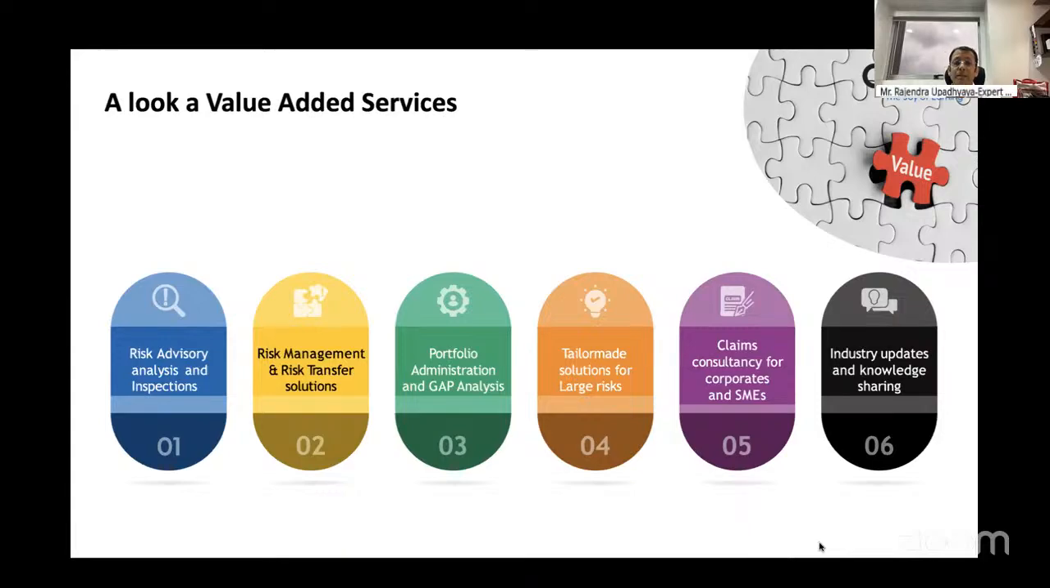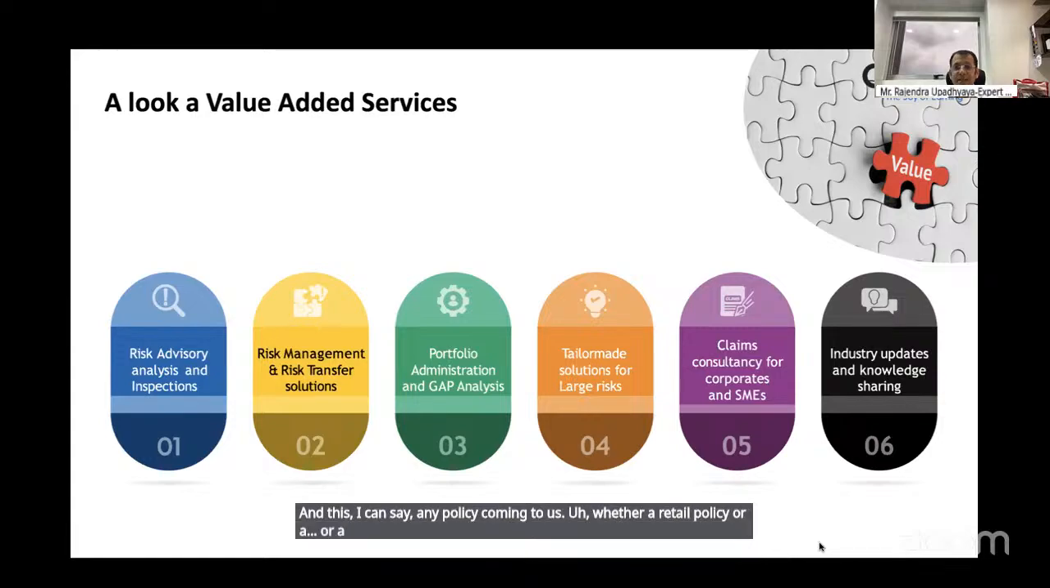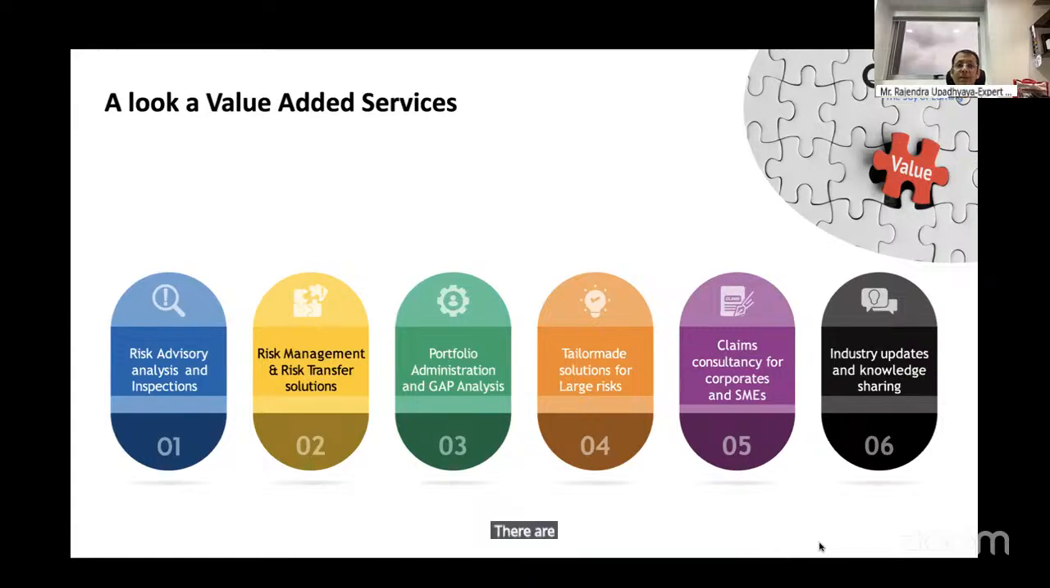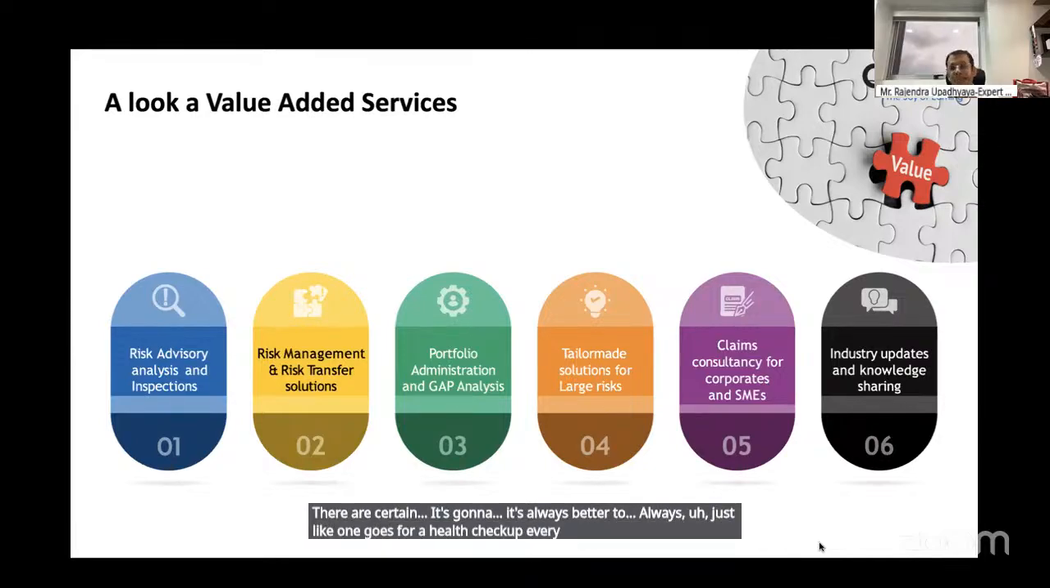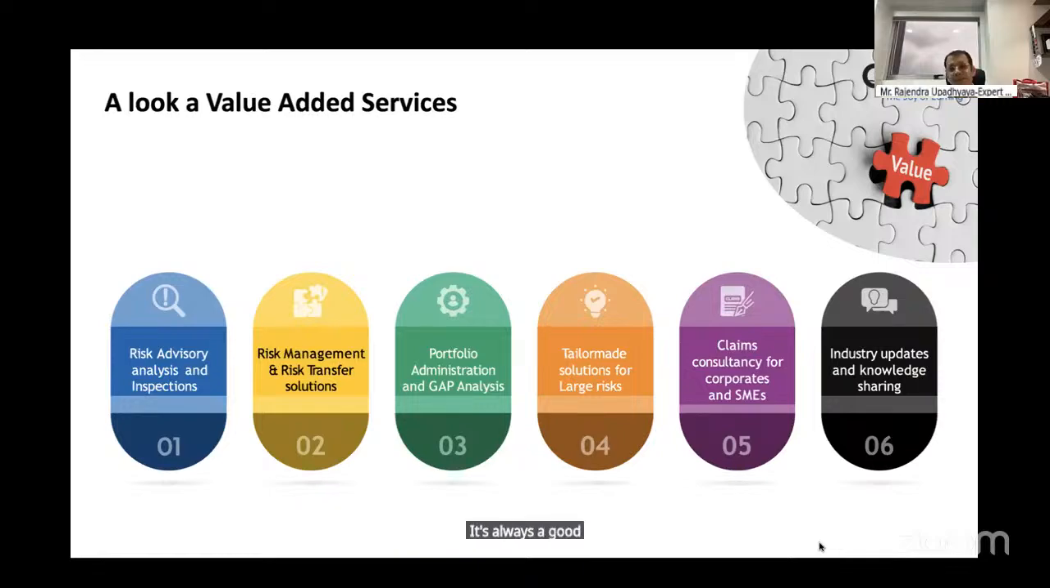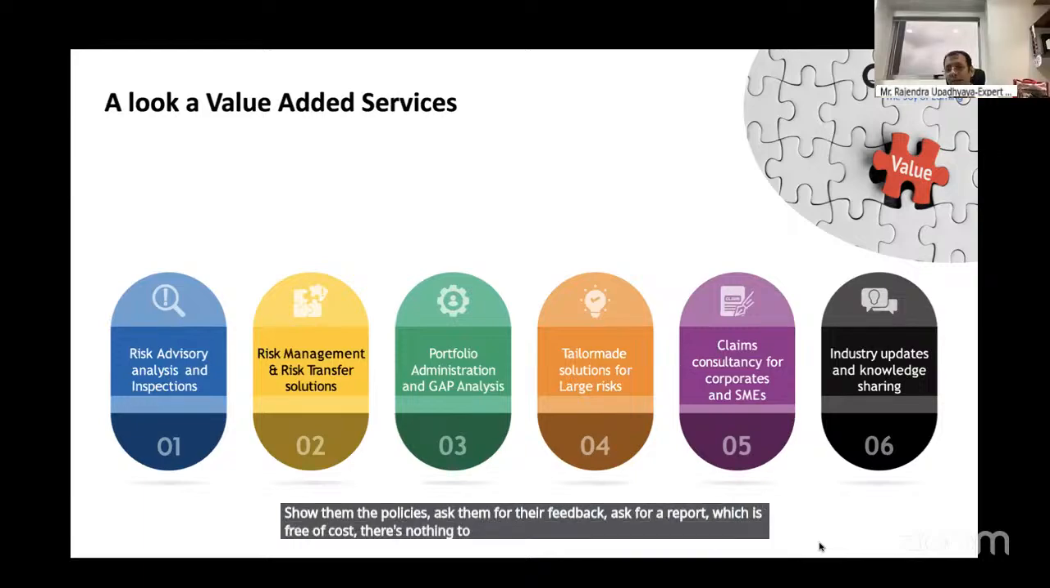And I can say, any policy coming to us, whether a retail policy or a corporate policy, there are gaps. Just like one goes for a health checkup every year, it's always a good idea to engage with a risk consultant or a broker, show them the policies, ask them for feedback, ask for a report. It is free of cost. There's nothing that the clients have to pay, and it will come as a very handy thing.